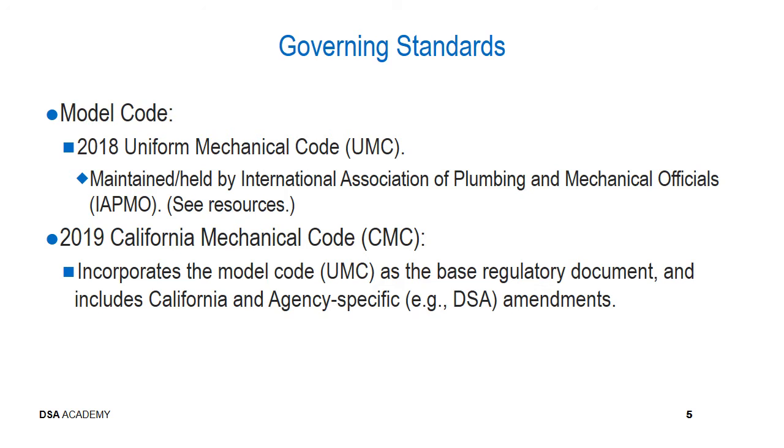The 2019 California Mechanical Code, also abbreviated at times CMC, incorporates the model code, which is the UMC, as the base regulatory document, and the CMC includes California and also agency specific amendments, such as DSA, OSHPD, State Fire Marshal, that are applicable to situations or construction which is conducted in the state of California.